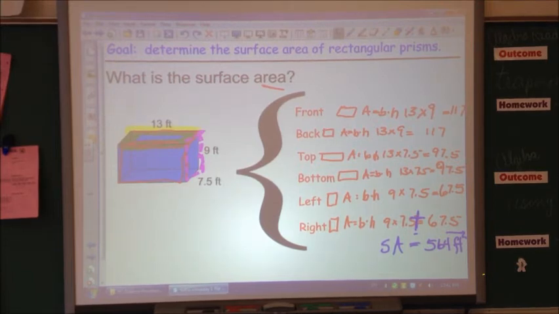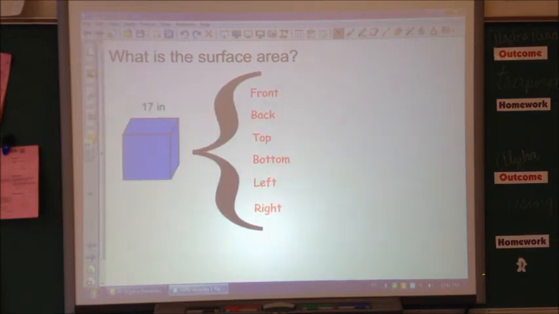All right, we're going to do one more together, and then you're going to do one on your own. This is on the bottom of your paper. Again, surface area. I'm going to look at the front first. I always like the front, I don't know why. If you notice, it's in the shape of a square. Remember, square is the same formula as a rectangle: base times height. The only thing is the base and the height are the same. You guys are so smart. So it's going to be 17 times 17.